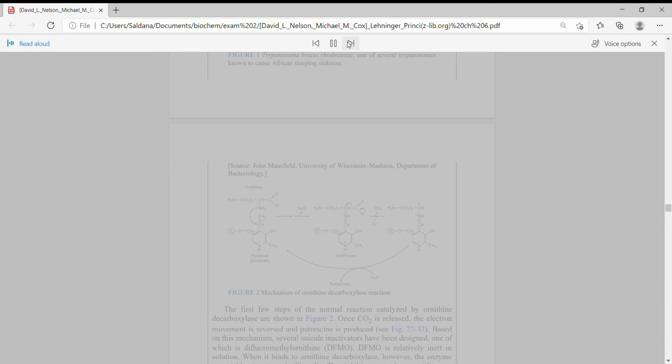Figure 1: Trypanosoma brucei rhodesiense, one of several trypanosomes known to cause African sleeping sickness. Source: John Mansfield, University of Wisconsin-Madison, Department of Bacteriology. Figure 2: Mechanism of ornithine decarboxylase reaction. The first few steps of the normal reaction catalyzed by ornithine decarboxylase are shown in Figure 2. Once CO2 is released, the electron movement is reversed and putrescine is produced, see Fig.